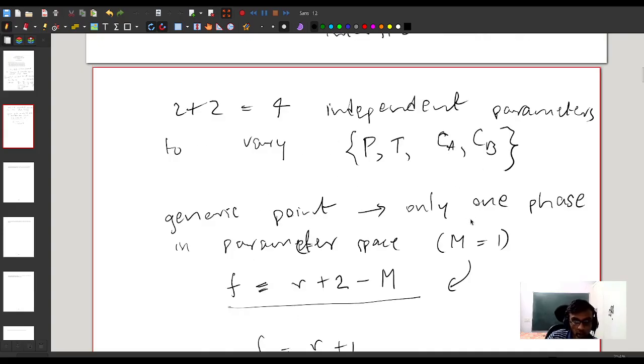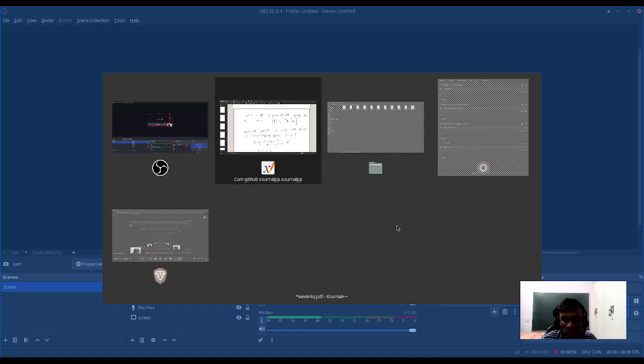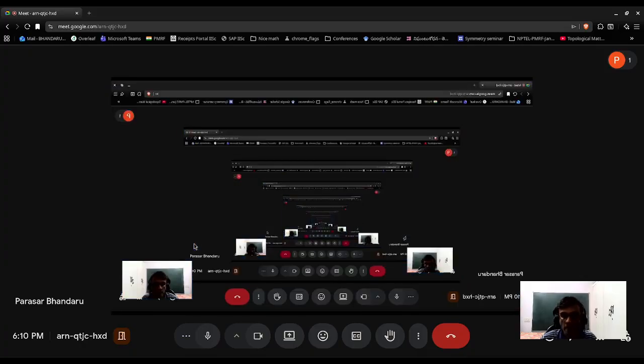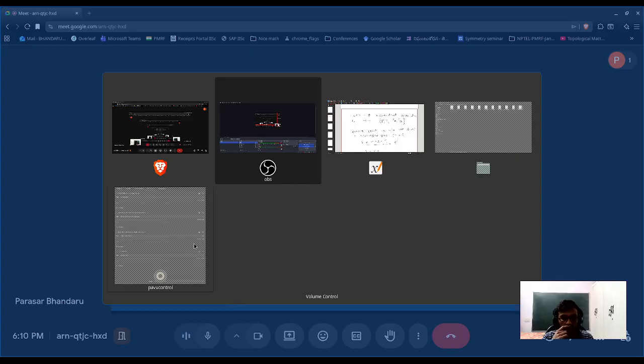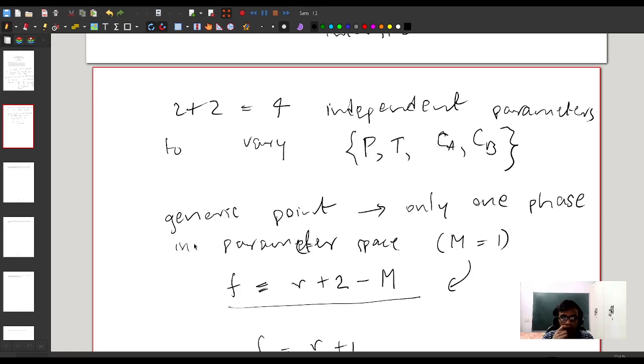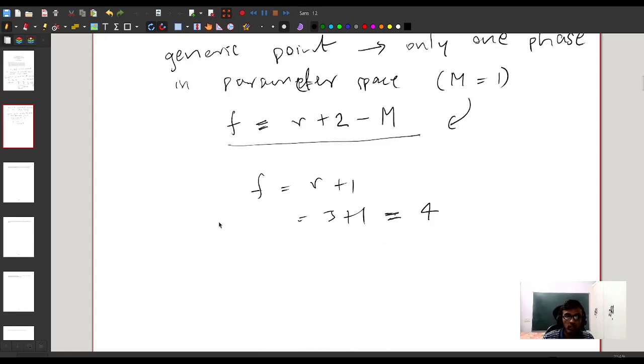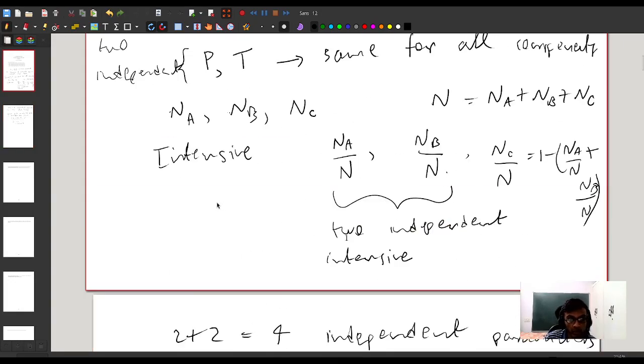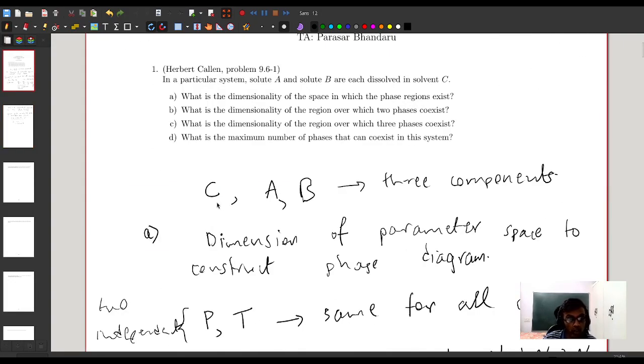All right. Let me see if there are any questions. Okay. So we have a four-dimensional parameter space to construct the phase diagram. That is about the A part of the question.